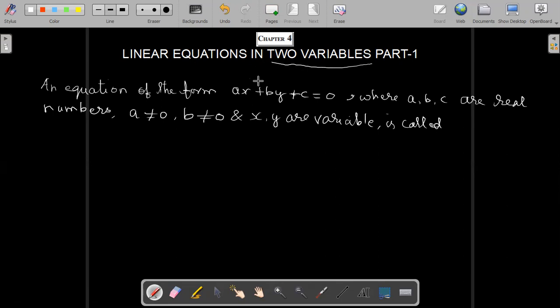Because the power of x and y is 1. If the power of x becomes 2, it is not a linear equation; it becomes a quadratic equation. And if the power is cube, it becomes a cubic equation. So we are studying linear equations, not quadratic equations. That means the power of x and y is 1. In every equation you will find x and y only with power one. So it's called a linear equation in two variables.